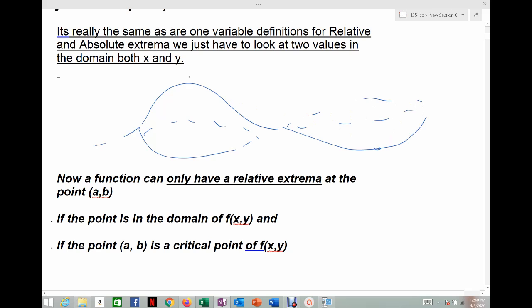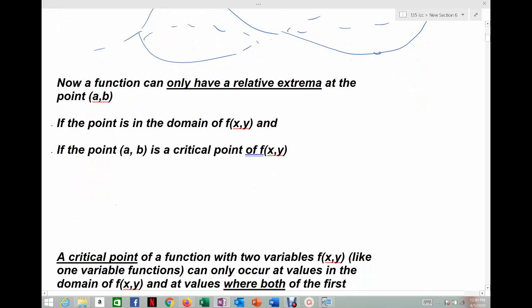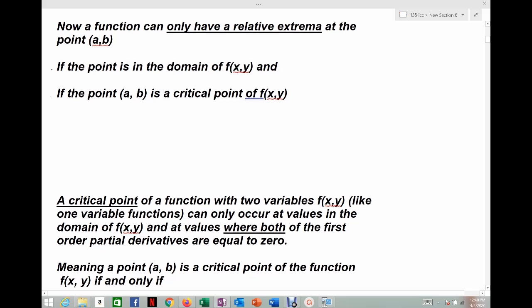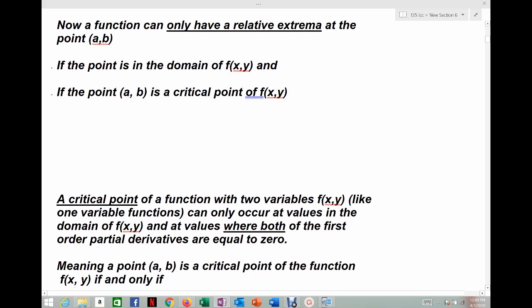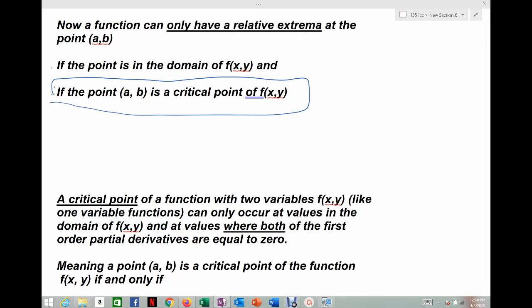Alright, just like in our one-dimensional case, we can only have relative extrema at a point in my domain, so (a, b) would be my x, y. Alright, that point has to be in the domain of the function, and that point's a critical value. Alright, so how do we find critical values for multivariable functions? Alright, well, if you remember, for single variable functions, critical values occurred when my derivative was 0, right? My function has a slope of 0, comes to a stop, or my derivative doesn't exist.